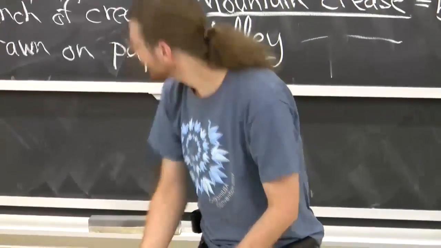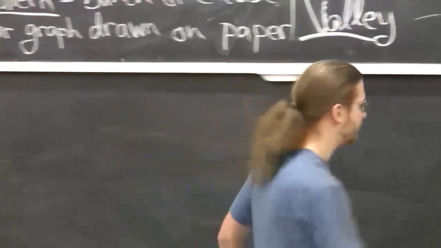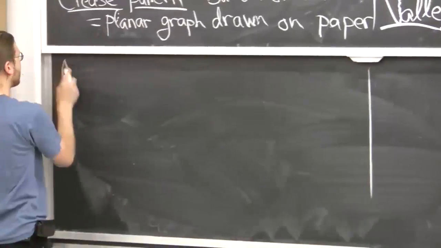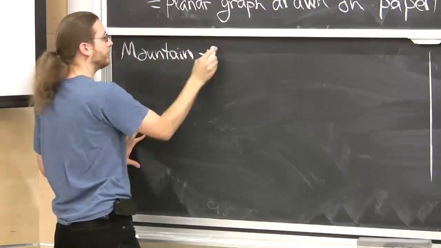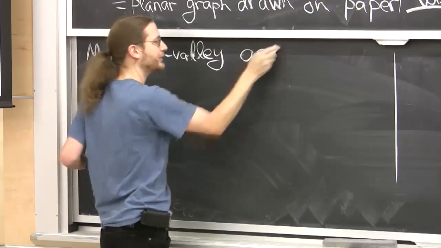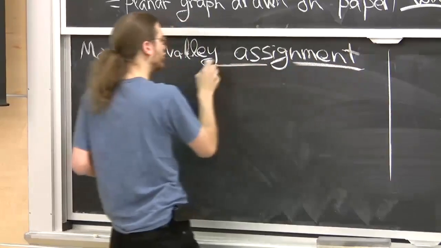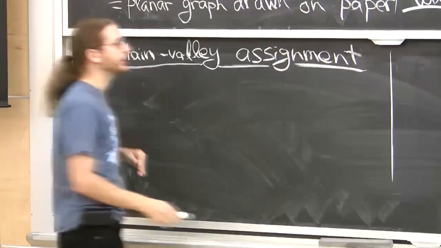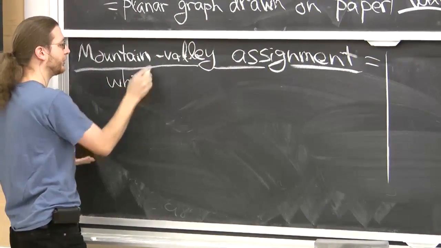Good. And you get an idea of what a crease pattern is, what a mountain valley is. I have 2 more terms, and then we can go to math, some real stuff. There are 2 notions that involve mountains and valleys. One is a mountain valley assignment. This is something that goes together with a crease pattern, and it specifies which creases are mountains and which are valleys.